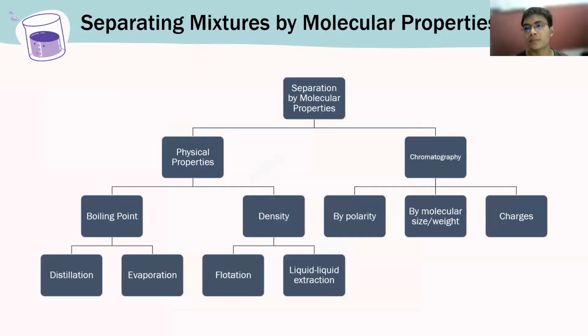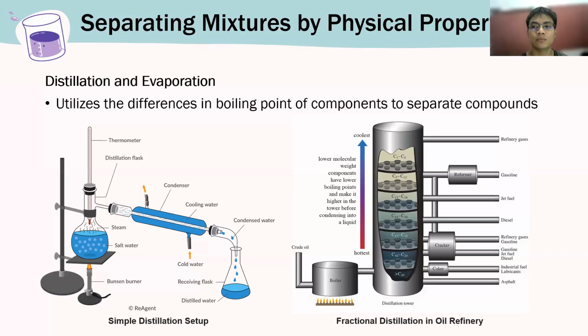Gravimetry, no? Okay. So by properties of compounds naman, well, we have physical property and chemical property. So pag physical property is about boiling point and density lang, okay, such as in distillation and evaporation setup. So we make use of the boiling point of compounds. For example, ito, simple distillation setup. If you want to remove salt from water, you use a distillation setup or evaporation setup.